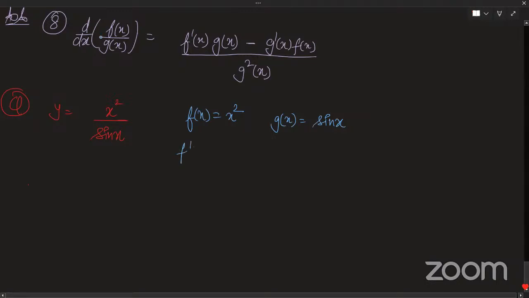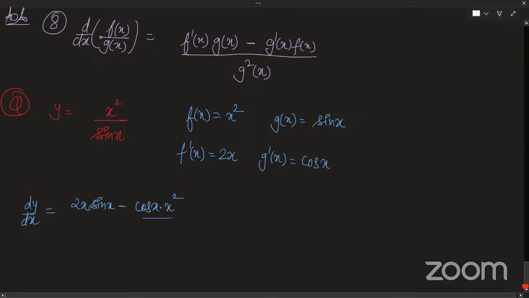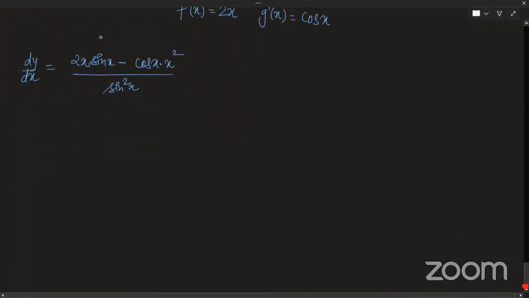So can you just tell me what is f dash x? 2x. And what about g dash x? Cos x. Okay, so your dy by dx. First you take the derivative of the top, so 2x, into the denominator as it is, sin x. Minus cos x into x square, whole divided by sin square x. This is your derivative. Okay, great.